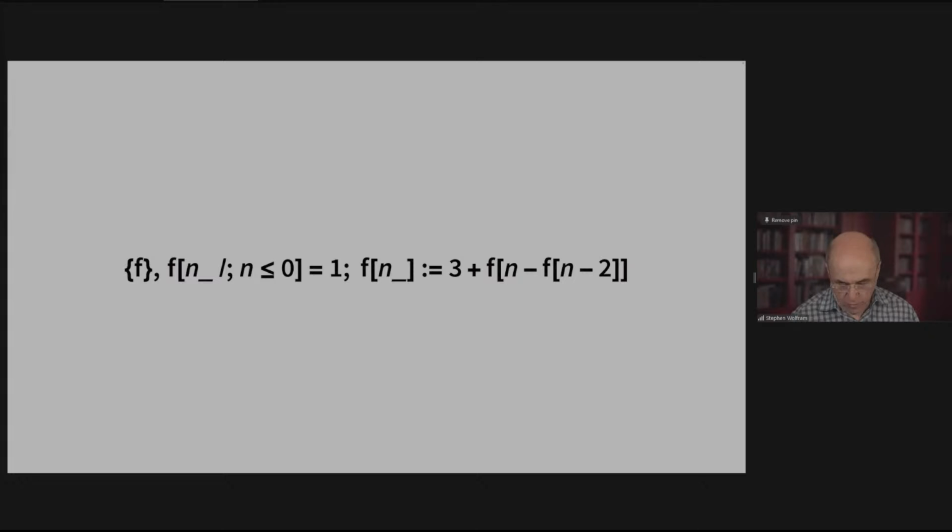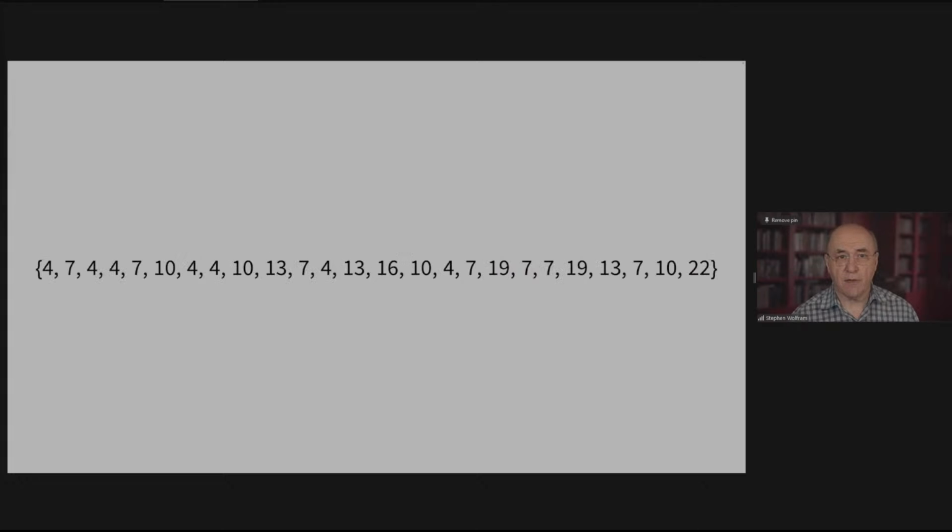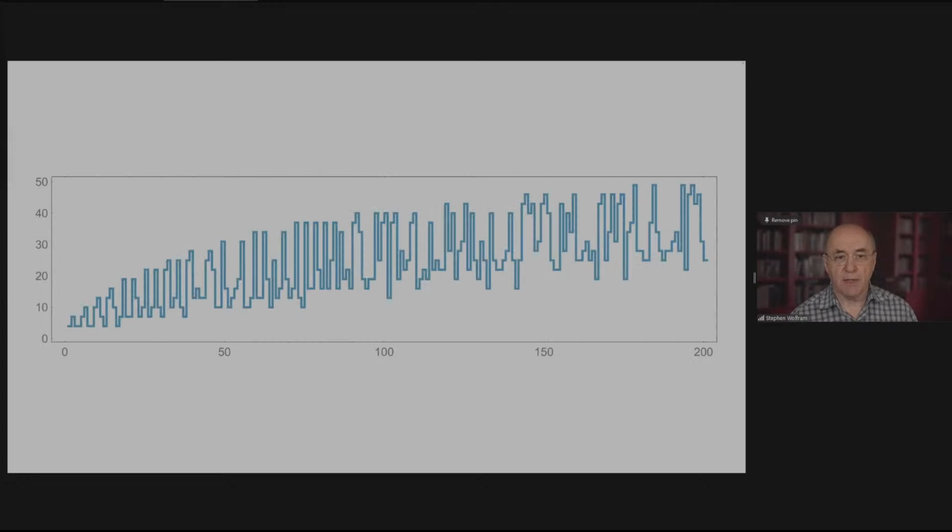We can also write that in this form here. If n is less than or equal to 0, then 1, otherwise 3 plus F of n minus F of n minus 2. So the first few values for F of n generated from this definition are here: 4, 7, 4, 4, 7, 10, 4, 4, 10, 13, 7, etc. If we continue that a bit further, we get this picture here.